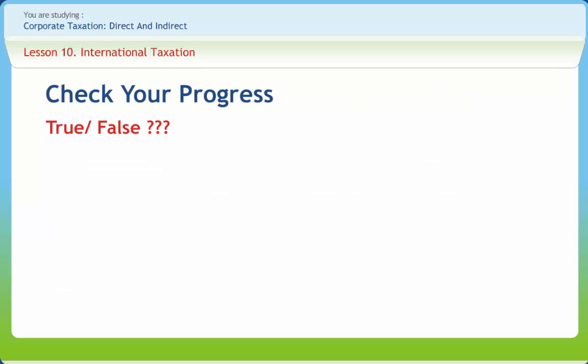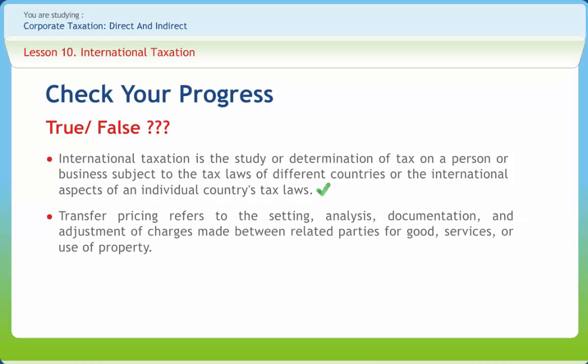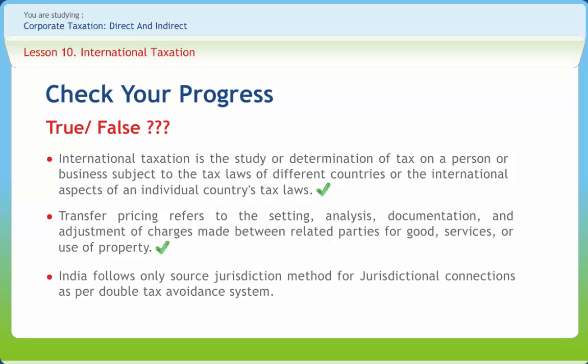Now let us check if you have understood the various concepts discussed in this lesson clearly. International taxation is the study or determination of tax on a person or business subject to the tax laws of different countries or the international aspects of an individual country's tax laws. Right or wrong? Right. Transfer pricing refers to the setting, analysis, documentation and adjustment of charges made between related parties for goods, services or use of property. Right or wrong? Right. India follows only source jurisdiction method for jurisdictional connections as per double tax avoidance system. Right or wrong? Wrong.